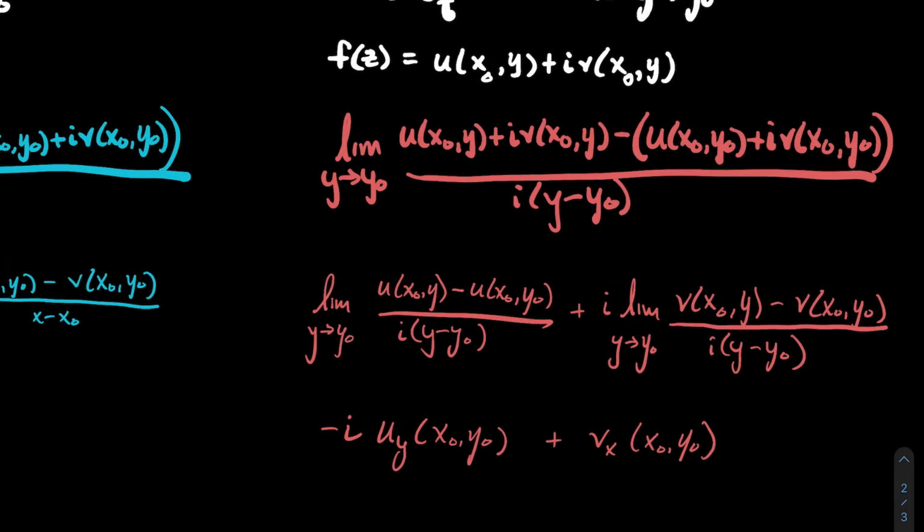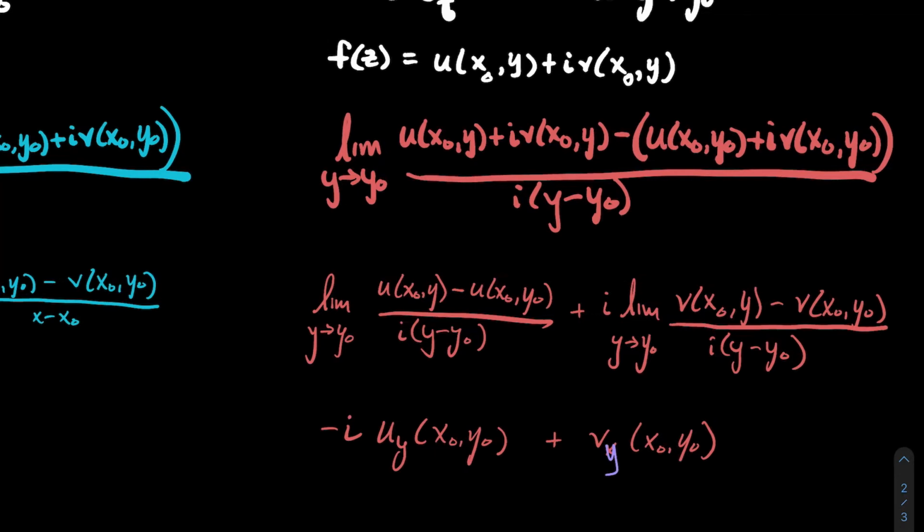And then over in the second fraction to the right, notice the i's just cancel in that case, but otherwise it's the same analysis. The x coordinate is constant, it's just x0 in both cases, and then we're allowing y to vary. We're allowing y to go to y0, and so that of course is the partial derivative of v with respect to x. I'm sorry, with respect to y. That should be, whoops, that should be a y there.